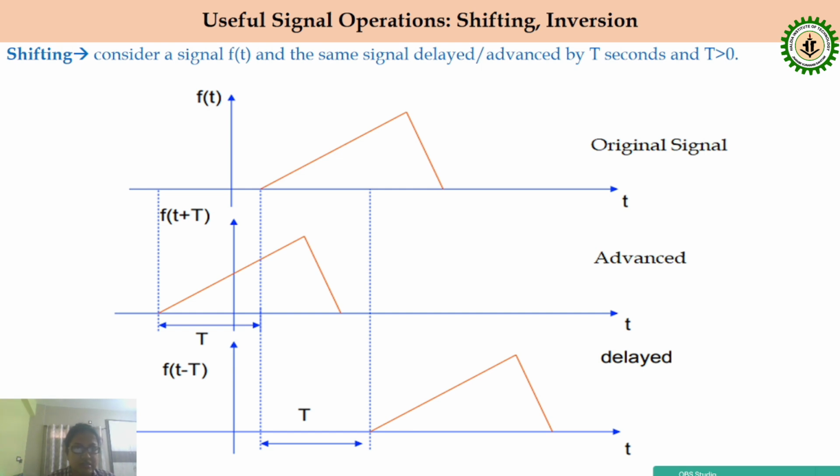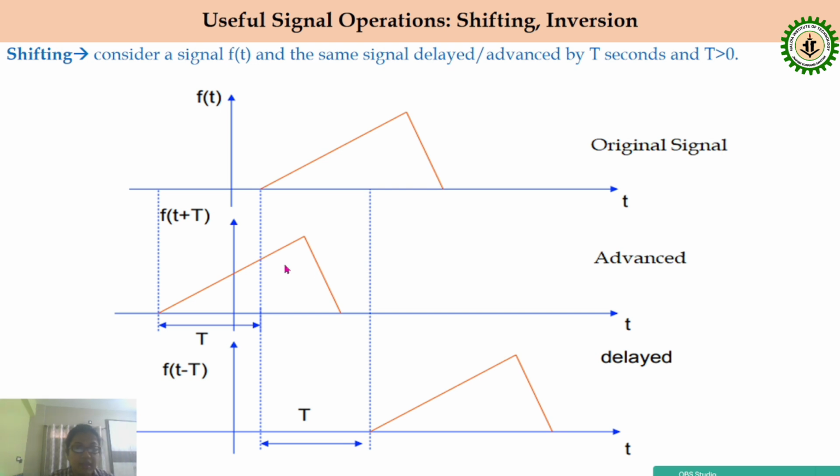Shifting, I think I discussed. Inversion, I have not discussed yet. So for shifting, you can see this is your original signal, and you can shift it either to the left side or the right side. If you shift it to the left side, it becomes f of t plus T, and if you shift it to the right side, you can represent the signal by writing f of t minus T. Here capital T is the measurement, meaning by how much time you want to shift it.